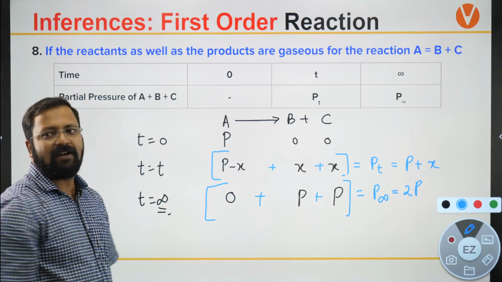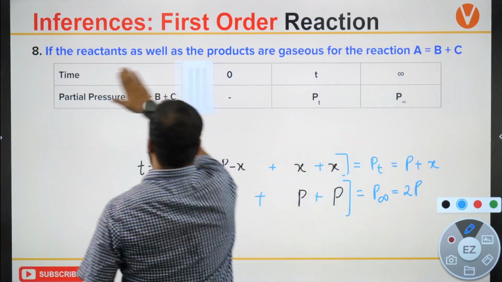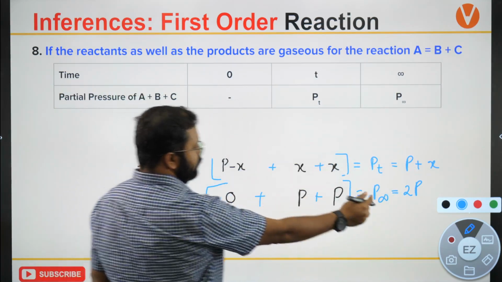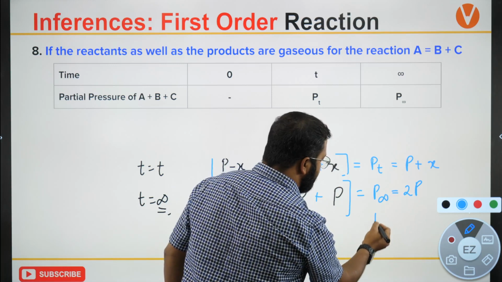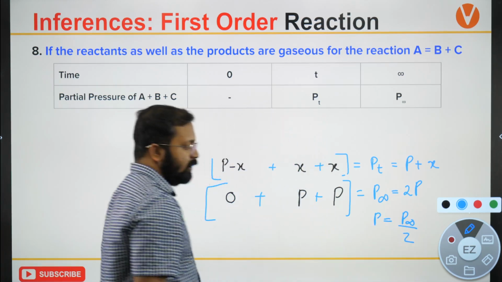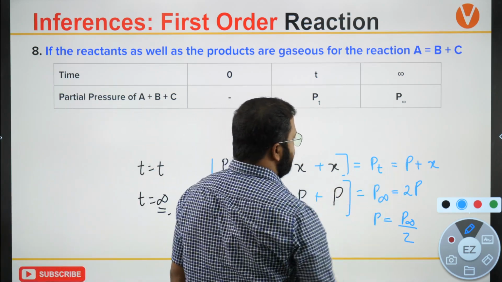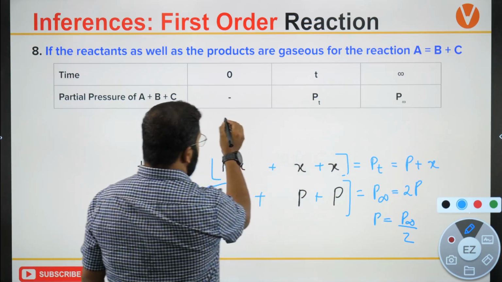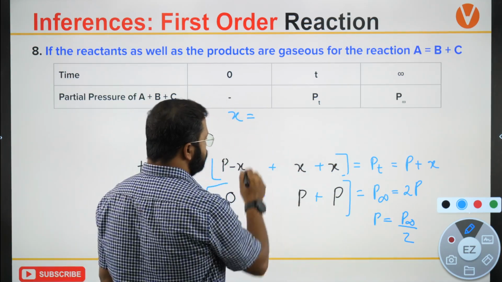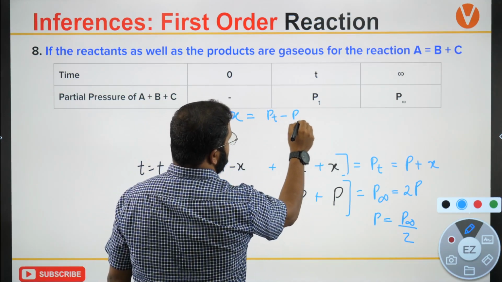अब इसको हमको solve कैसे करना है? बस simple maths use करना है. What will P be equal to? P infinity by 2. I will put the value of P infinity over here and get the value of X. So X will be equal to PT minus P infinity by 2.